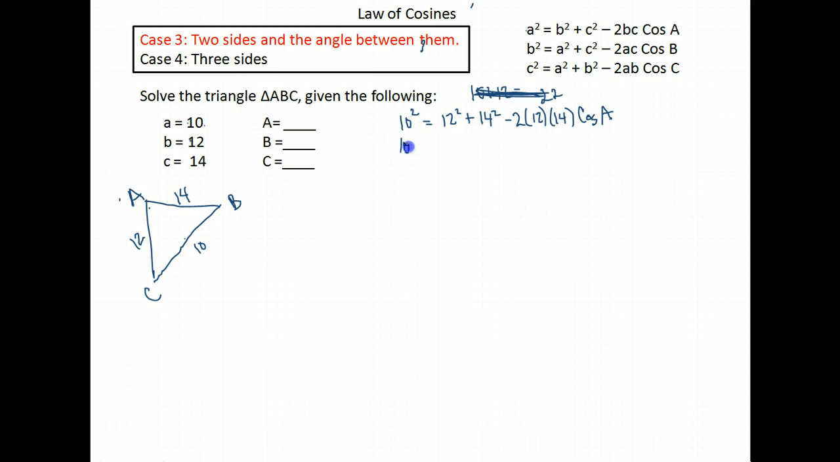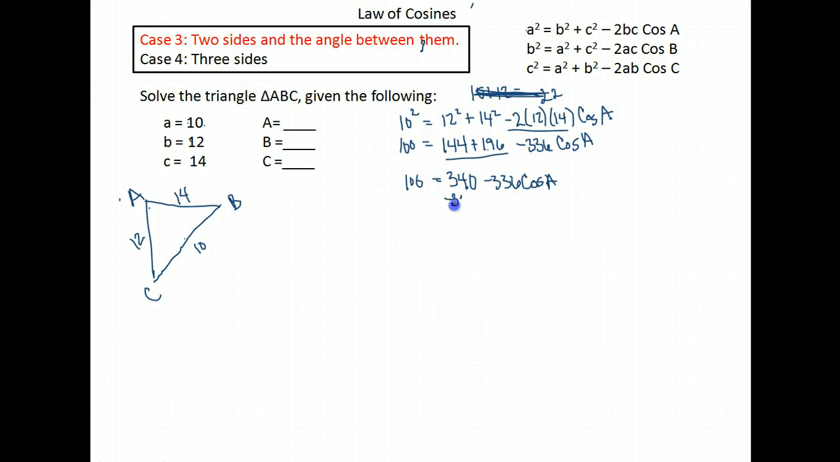We simplify, so 10 squared is 100, 12 squared is 144, 14 squared is 196, and here we multiply negative 2 times 12 times 14, which is 336. Okay, so I have 144 plus 196 minus 336 cosine A. Combine your like terms. 144 plus 196 is 340. And again, I know I'm writing out every single step, but that's just to make sure you have the steps. If you can shorten this up again safely, you're welcome to.